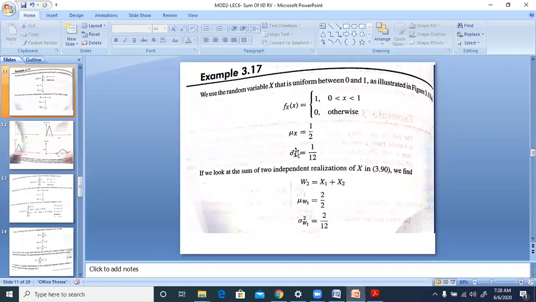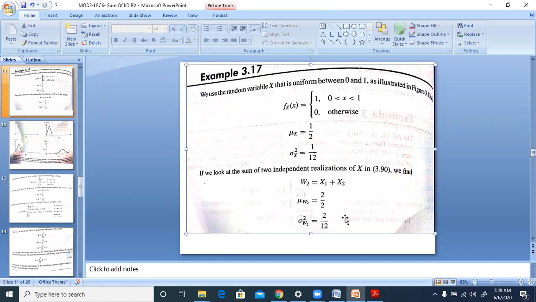So we have got these two values. Now if we take two different realizations of x, that is w2 equal to x1 plus x2, then μw2 will be 2 by 2, that will be equal to 1. σw2² is equal to 2 by 12, that will be 1 by 6.